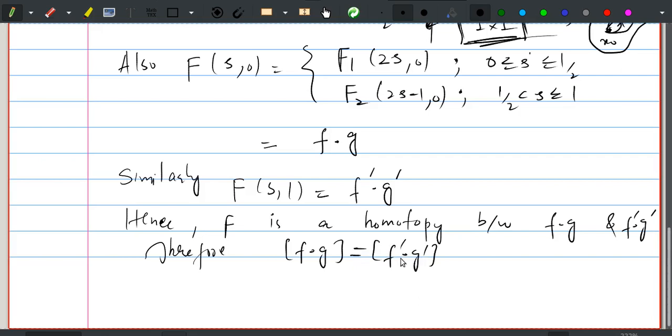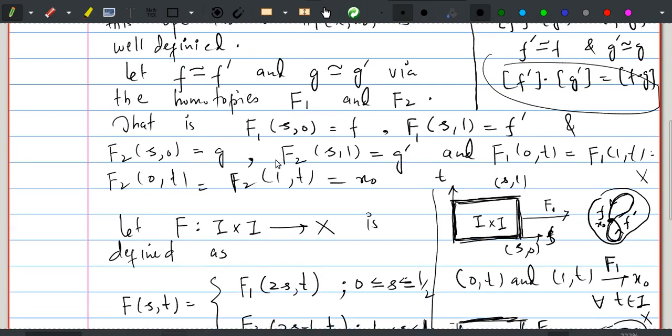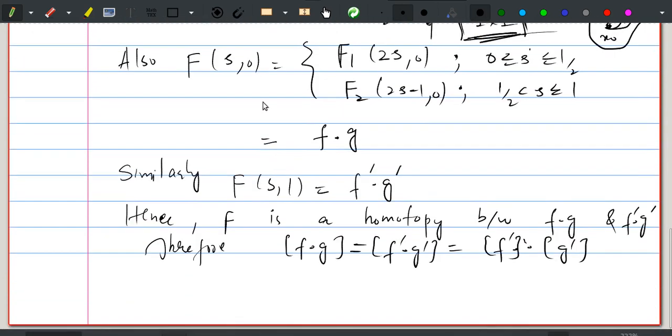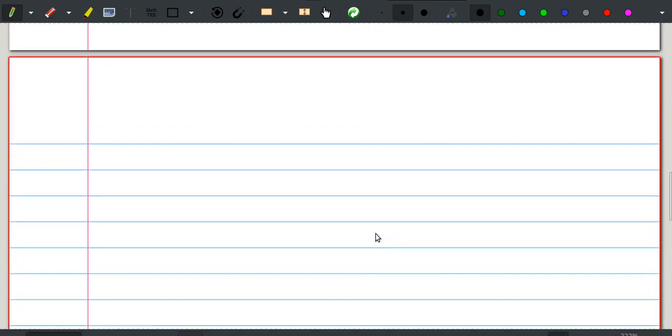But by the definition of this binary operation, this is the same as f prime dot g prime. So hence we are done, because we proved this thing here. So this implies that this binary operation here is a well defined operation. Now it remains to prove the other group axioms. So let us prove the other group axioms.